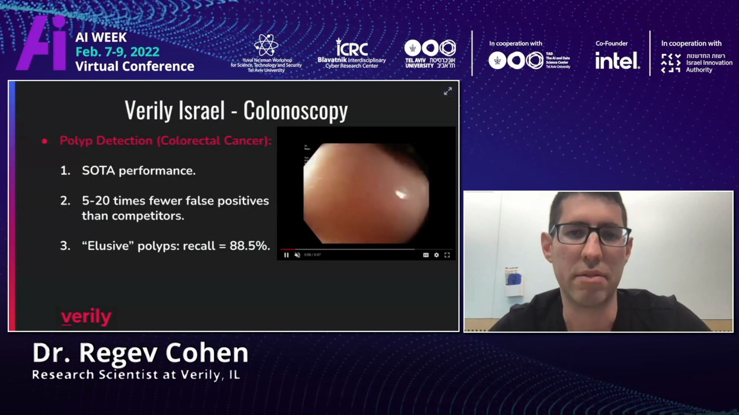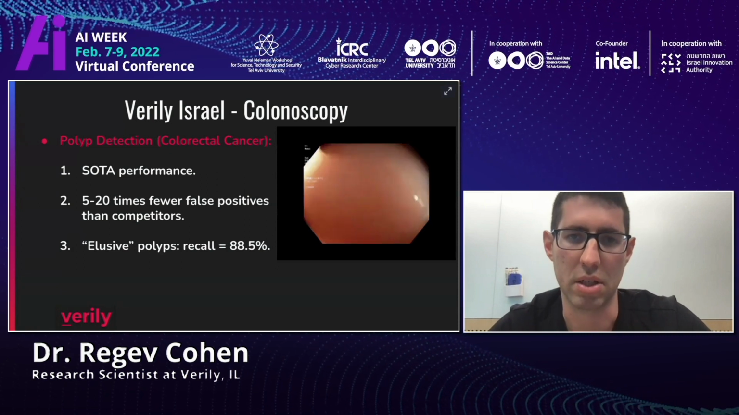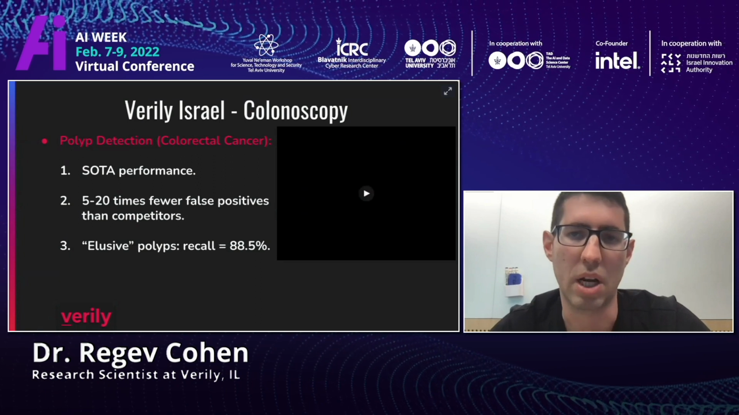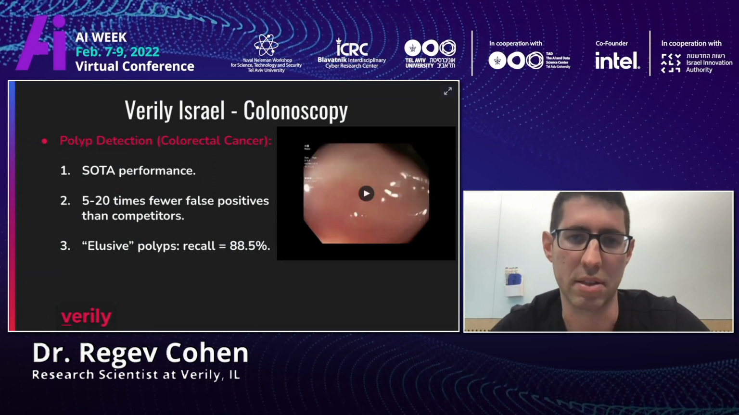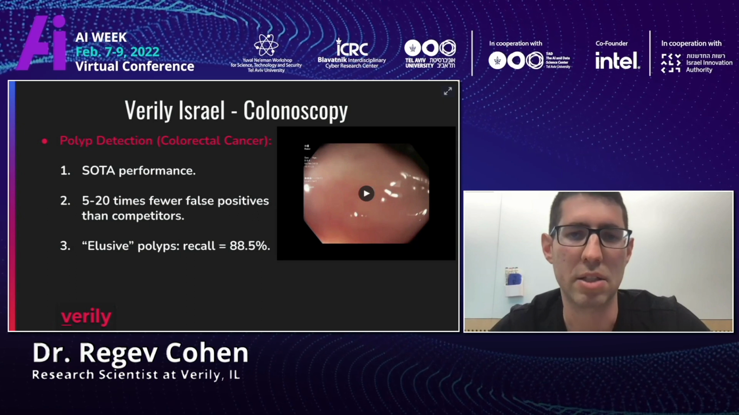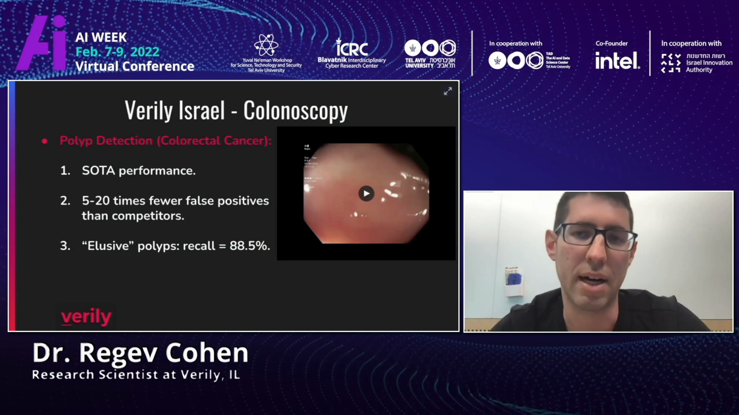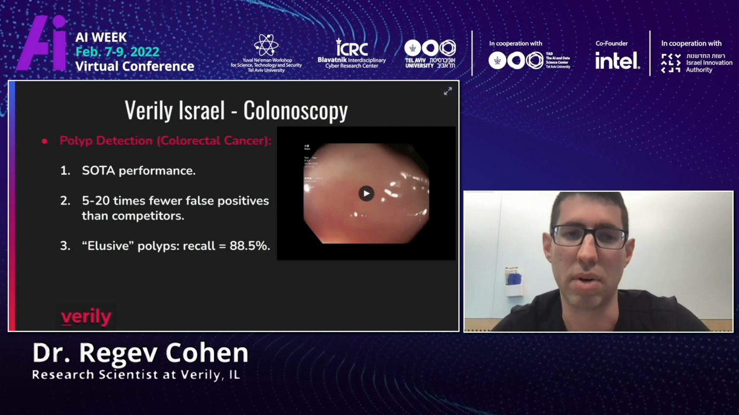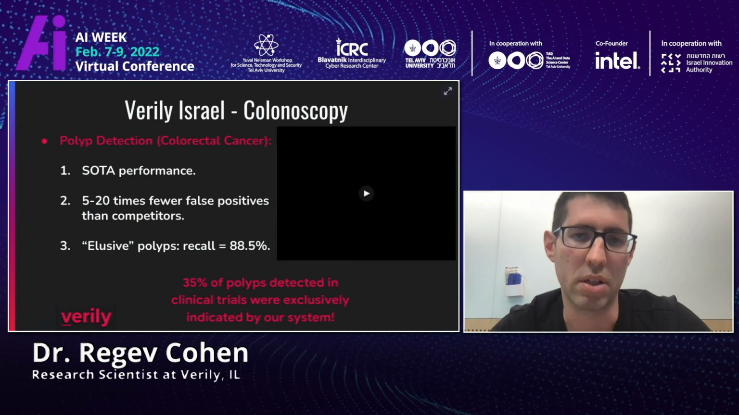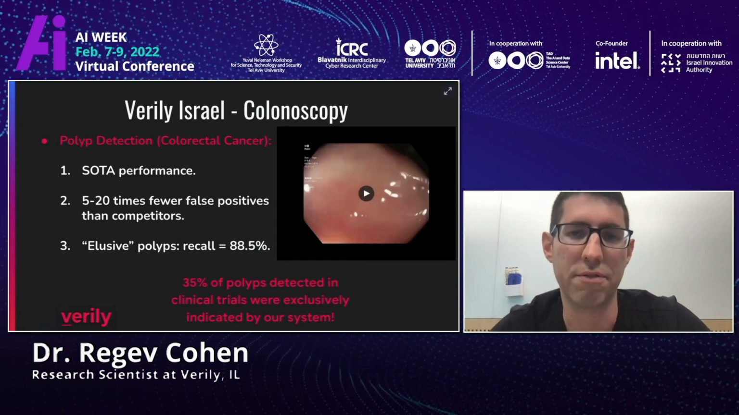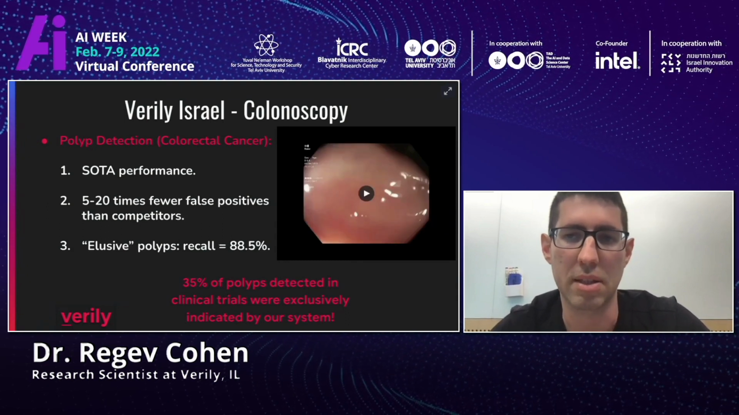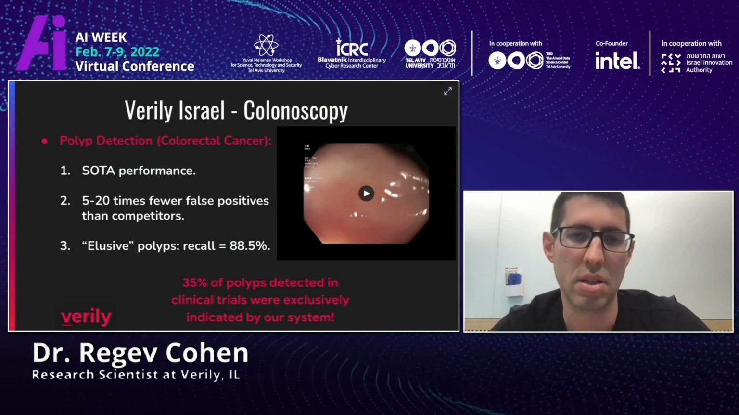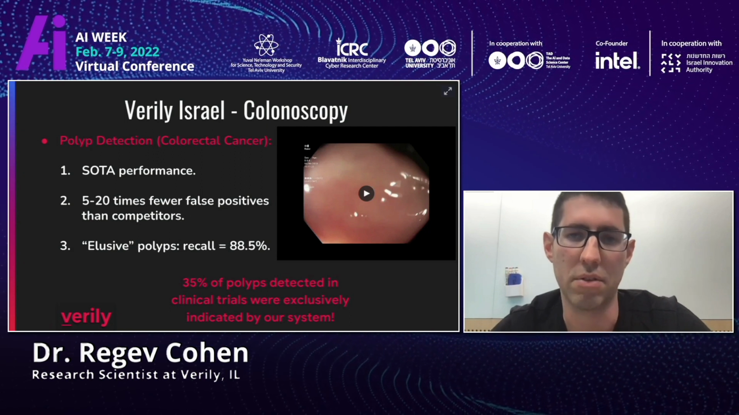Our work at Verily covers a wide range of medical applications. The first is colonoscopy and our polyp detector, which allows us to identify and prevent cancer. Our detector displays much fewer false positives and can find even the most elusive polyps, such as the one that you probably missed on the right. Moreover, we saw in clinical trials that 35% of polyps that our system detects were missed by the physicians. This result emphasizes the clinical impact of our detector.